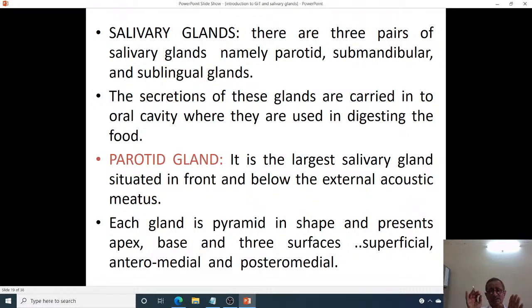The various parts of the gastrointestinal tract, which we should know by heart, are about 20 in number, starting from the mouth, wherein the teeth and tongue are present. Then we have the pharynx, esophagus, stomach, then the small intestine, that is the duodenum, jejunum, ileum, and the large intestine, starting from the cecum, vermiform appendix, then the ascending colon, hepatic flexure, transverse colon, splenic flexure, descending colon, sigmoid colon, then rectum, anal canal, anus.